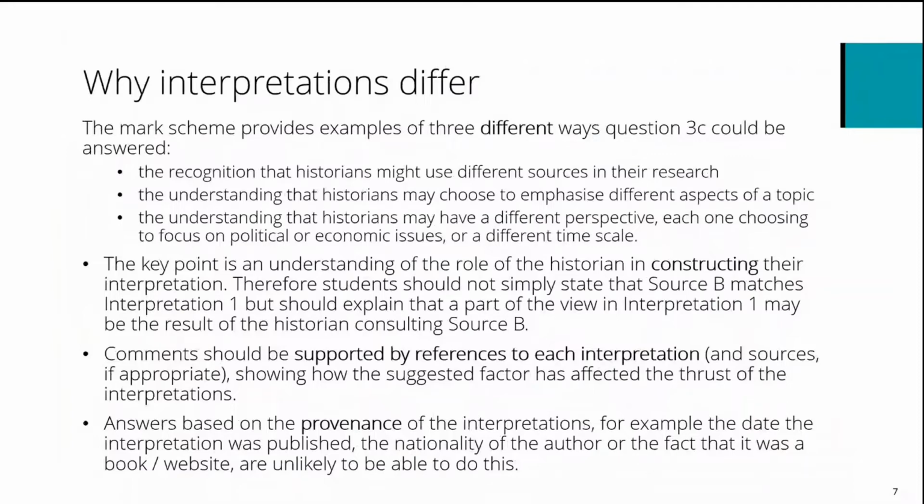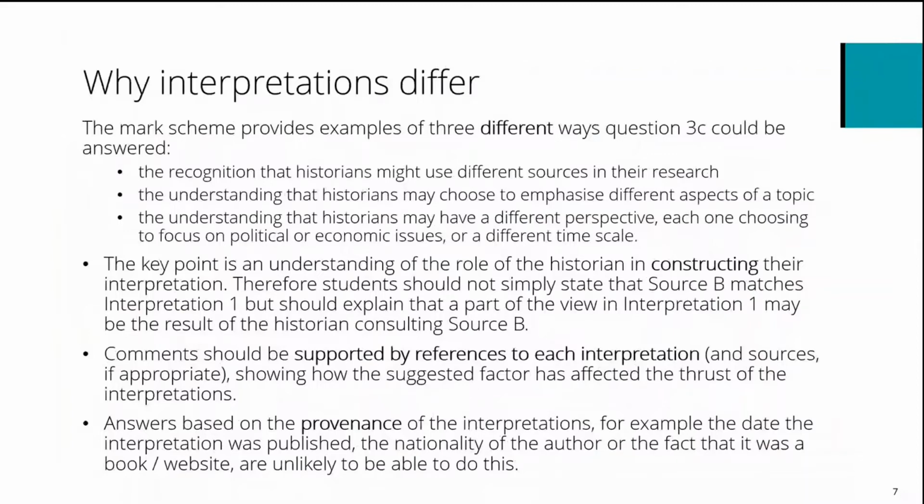For example, one choosing to focus on political and one choosing to focus on economics, or it could be a different timescale. The key point is an understanding of the role of the historian in constructing their interpretation. So students should not simply state that source B matches interpretation 1, but instead they should explain that part of the view in interpretation 1 may be the result of the historian consulting source B or similar sources. Comments should be supported by references to each interpretation and sources, obviously, if they choose to answer it that way, showing how the suggested factor has affected the thrust of the interpretations.